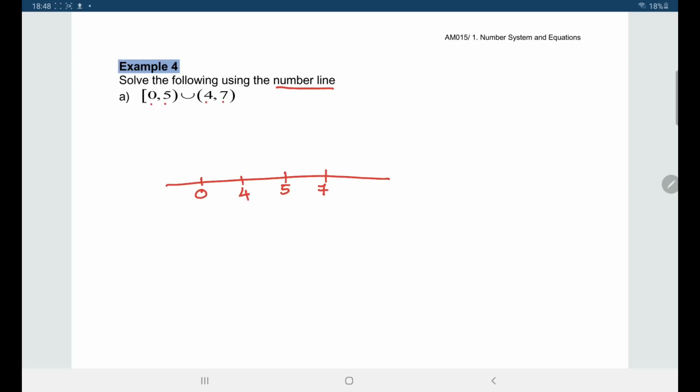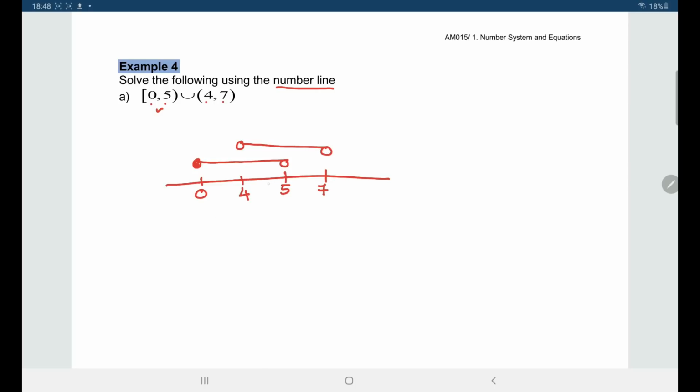Then draw the line representing the first interval on the number line. The first interval is from 0 to 5. At 0 we draw a filled circle because the number 0 is included. At number 5, an empty circle because number 5 is not included. For the next interval from 4 to number 7, at numbers 4 and 7, empty circles because they are not included.